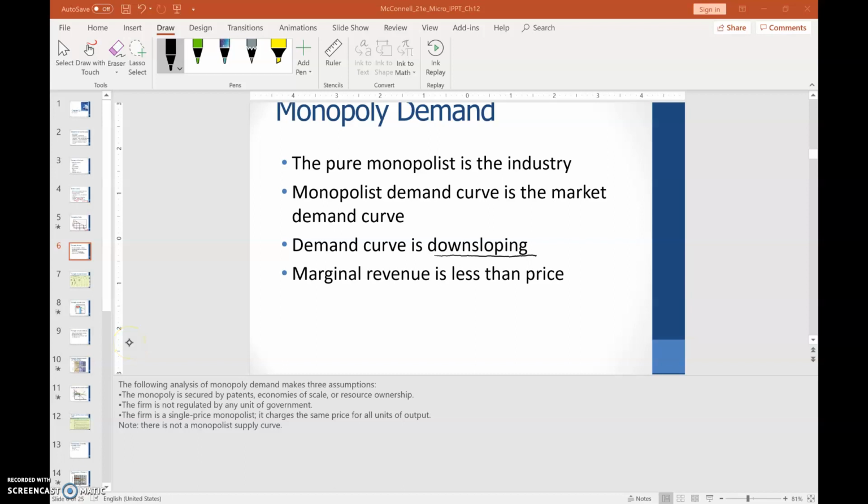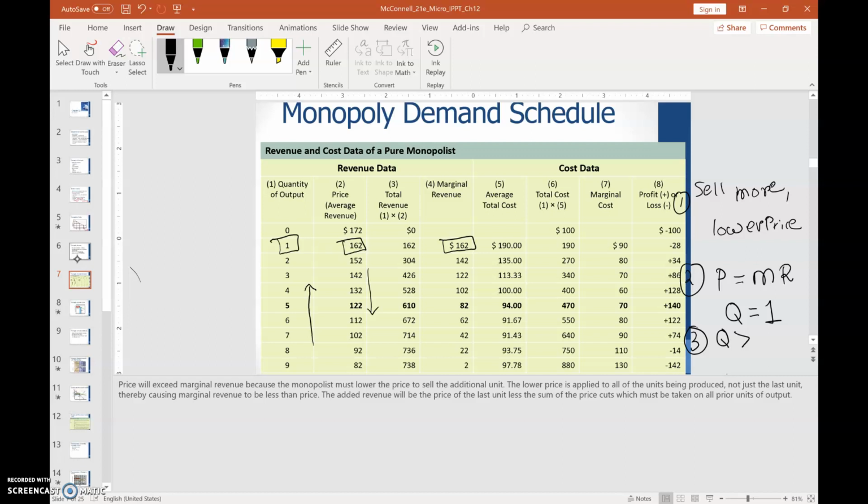Hey everyone, in this section, let's look at a pure monopoly demand curve, which is downward sloping, unlike a perfectly competitive firm's demand curve. Take a look at these numbers and please do not get confused. You see, when the price is going down, quantity is going up. So the monopolist, if it wants to sell more, it has to lower the price of its product.